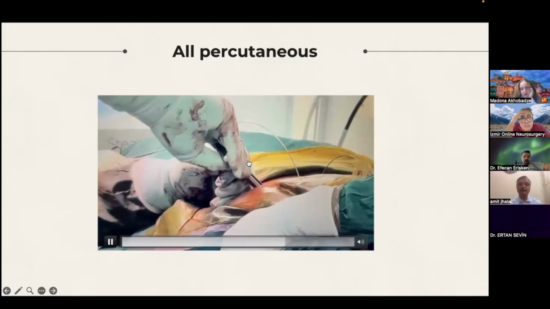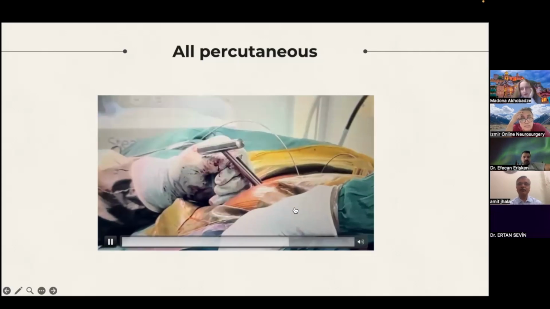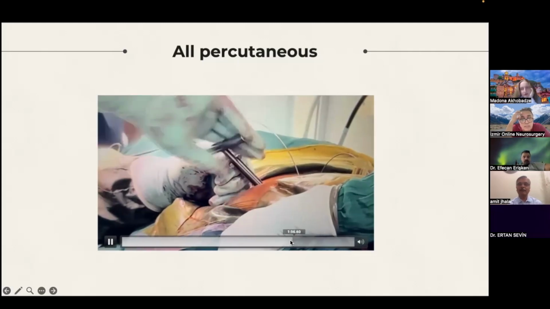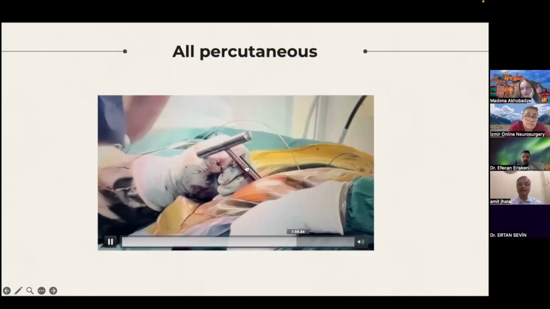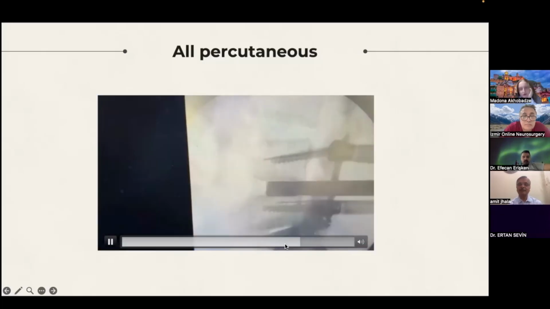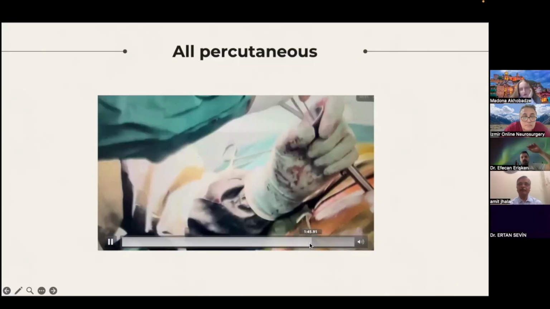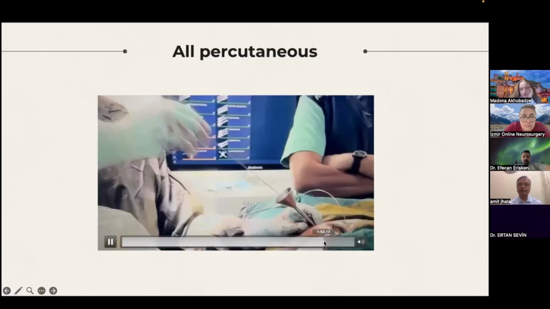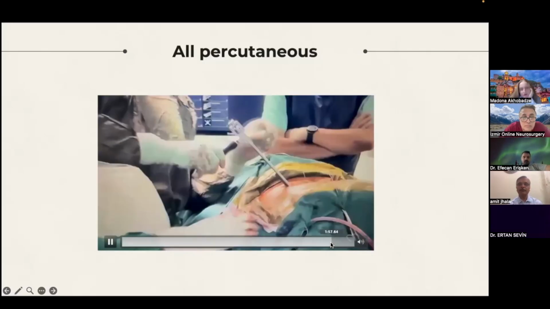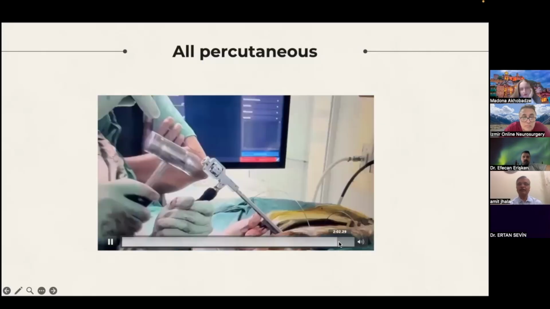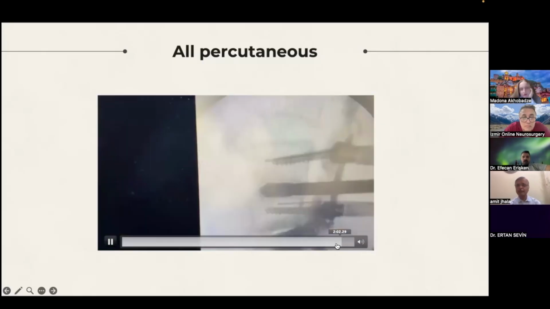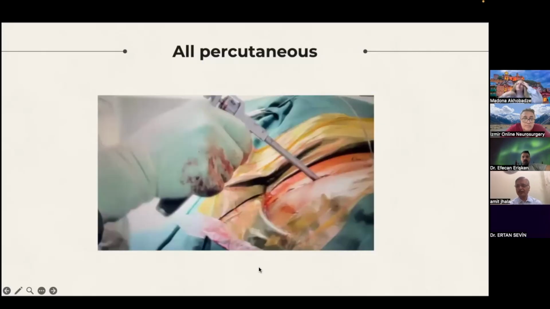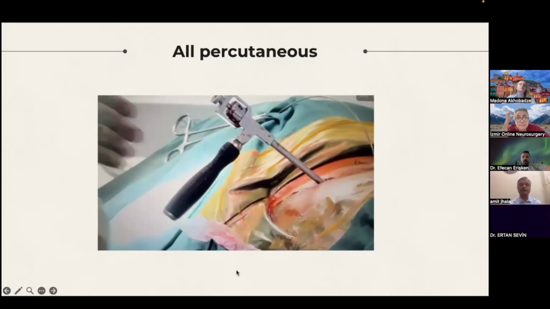You can just rotate it. You can measure the disc height, how much size of the cage that you want. You can check, and you can see it's a very obese patient. And then you can put bone graft, and it's all a percutaneous way that you can do this transkambin fusion. And then you put in the cage and you can check the stability of the cage.